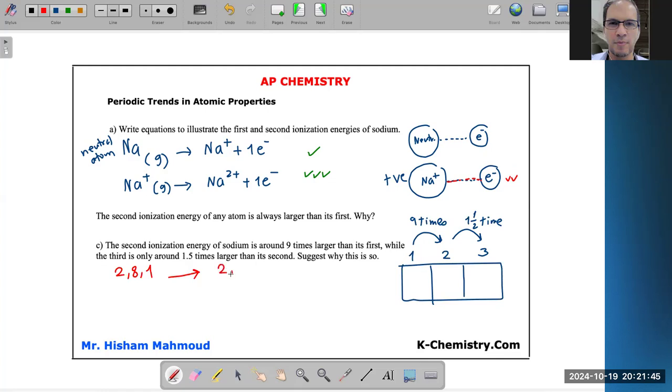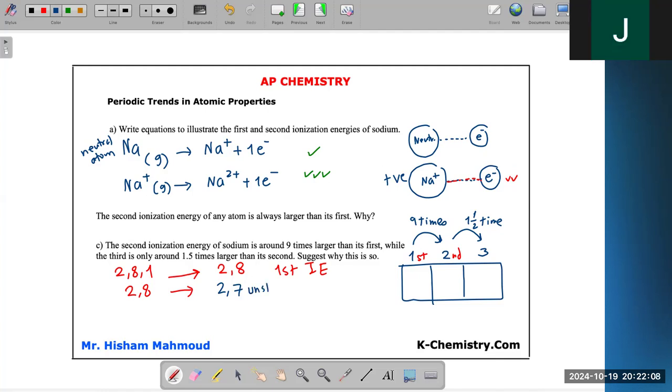It will be 2, 8. So this is the first ionization energy, correct? If you want to remove one extra electron, that will be the second ionization energy. In the first, you remove one electron and it becomes stable. Then you make it from 2, 8 into what? 2, 7, 1. Is it stable now or unstable?